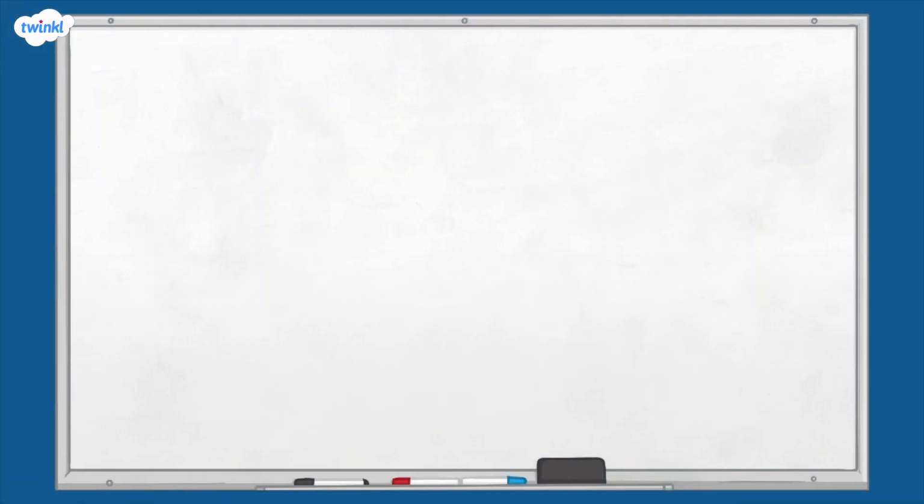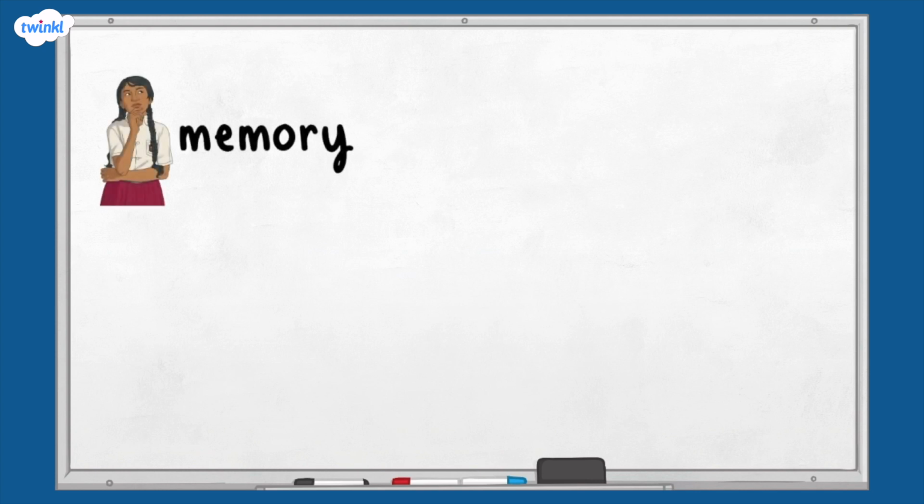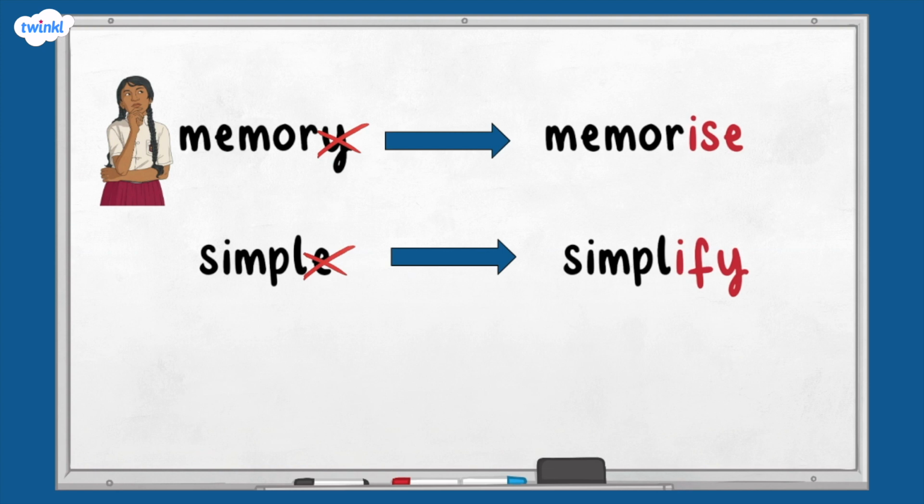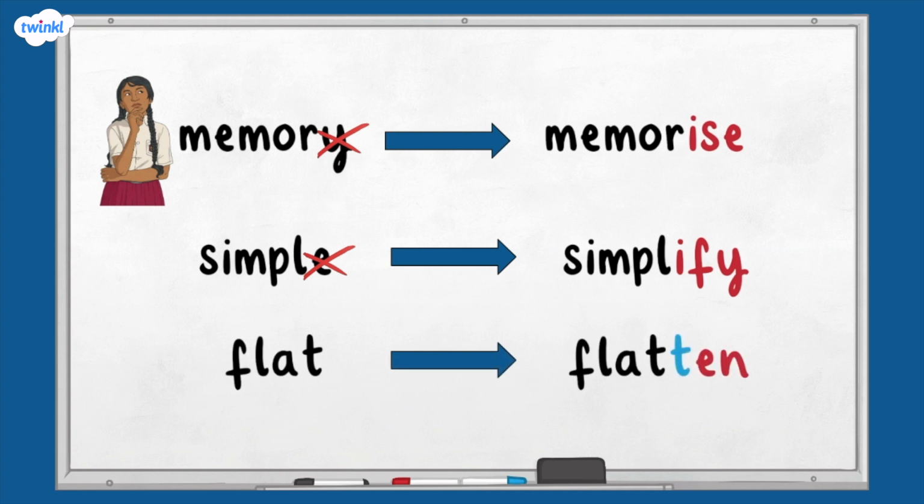When adding a suffix, it's worth remembering how a spelling sometimes changes depending on the root word. For root words ending in Y, change the Y to an I before adding the suffix. For example, memory becomes memorise. For root words ending in E, remove the E before adding the suffix. For example, simple becomes simplify. For words with a short vowel sound followed by a consonant, double the consonant and then add the suffix. For example, flat becomes flatten.